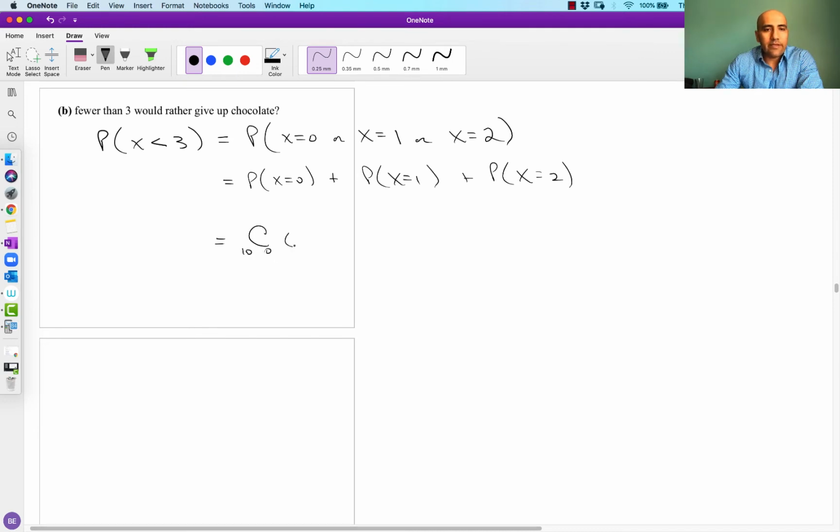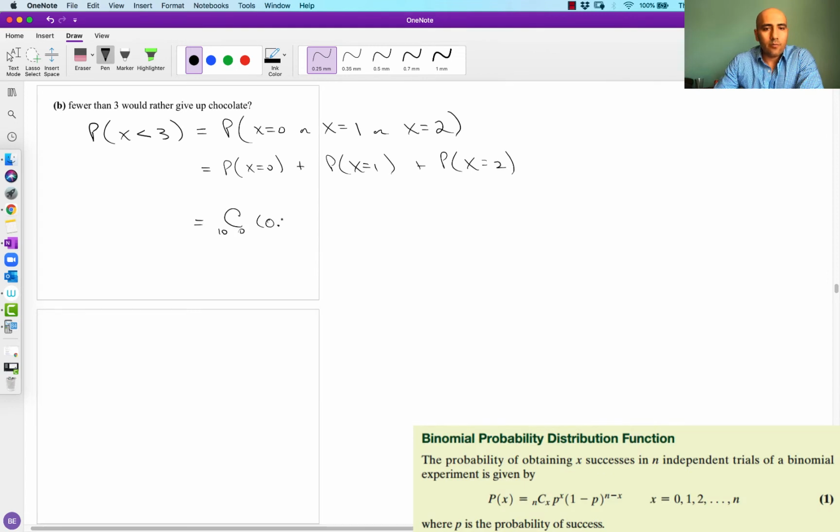And it's going to be the probability of success, 0.72 to the power of 0 successes, and 0.28 to the power of 10 failures. 0 successes, 10 fails. That's this case. Plus, now combinations of 10 choose 1. And this is the case where we have exactly 1 success and 0.28 to the power of 9 fails.